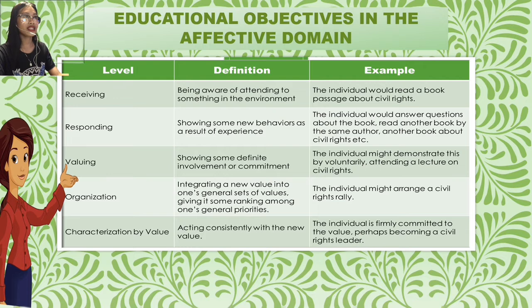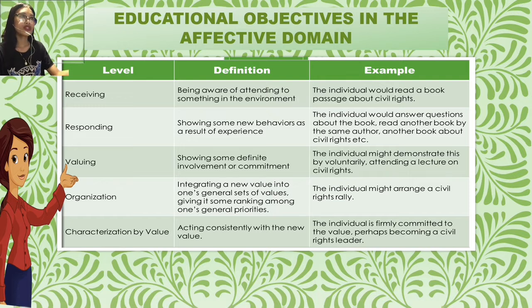First level is receiving. The definition: being aware of or attending to something in the environment. The example here is the individual would read a book passage about civil rights. Second, responding: showing some new behavior as a result of experience. The example: the individual would answer questions about the book, read another book by the same author, another book about civil rights, and so on.